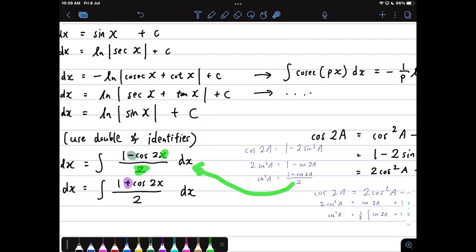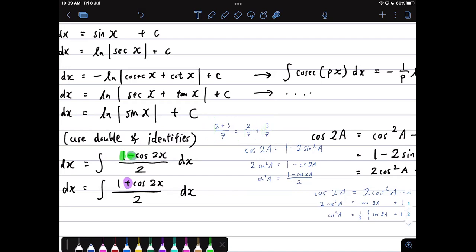Okay. Then from here, you can integrate. You know how to integrate this? There's a 1 minus cosine 2x over 2. It's like if you have 2 plus 3 over 7, do you agree that it's 2 over 7 plus 3 over 7? Yes. So if you can integrate this, you can integrate term by term as well.